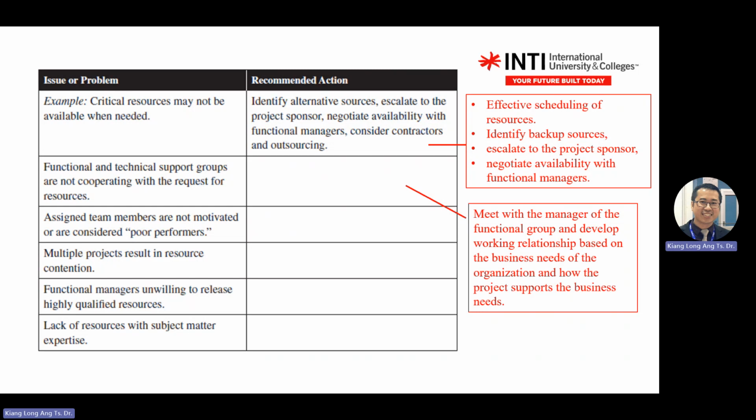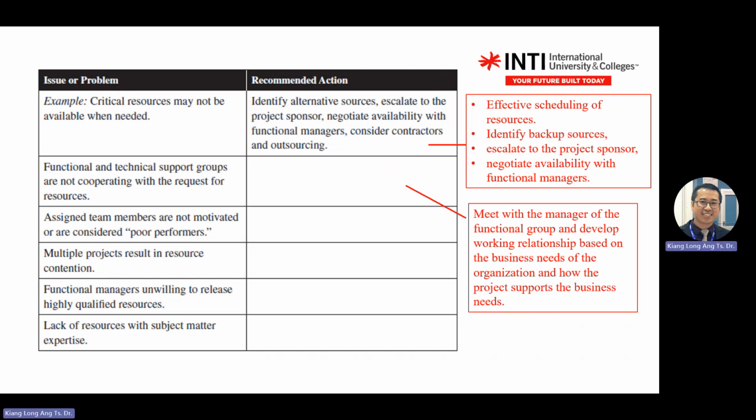Why do you think you're not motivated to do something? Besides money, what else? Career growth, yeah. But career growth only happens for project managers, because your position enables you to become a higher senior role. But the functional unit, they cannot be promoted. You have to remember that. Operators still stay as operators, they cannot be promoted to managers.